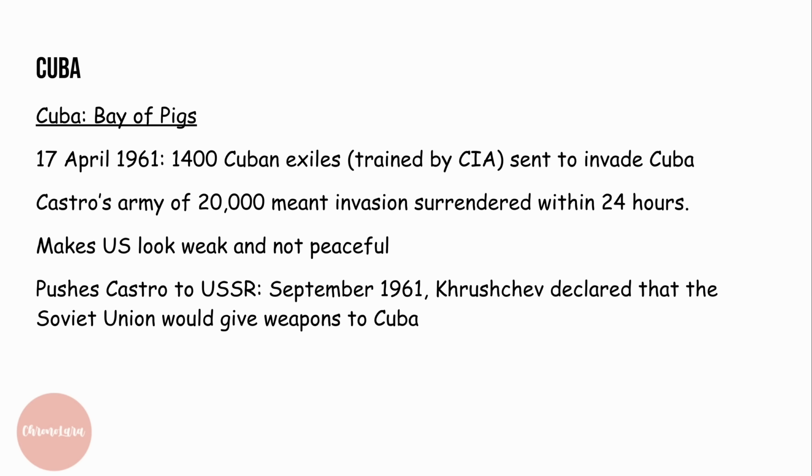Now, Castro, in fear of getting attacked again by the US, talks to Khrushchev and he's like, hey, can you help me out? I've been feeling quite unsafe. So in September 1961, Khrushchev declared that the Soviet Union would give weapons to Cuba. Kennedy warns Khrushchev that there should not be any bombs, any missiles of the Soviet Union in Cuba. Khrushchev promises that there'll be nothing. However, that's not true, because on the 14th of October 1962, a U-2 spy plane of America's sees USSR launch pads in Cuba.